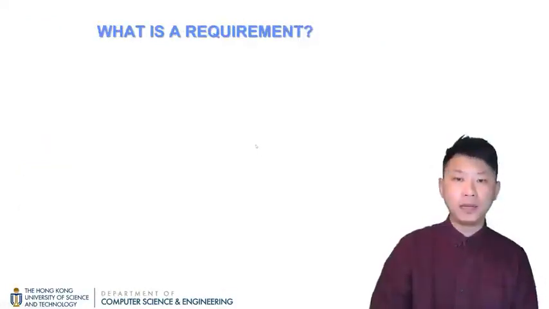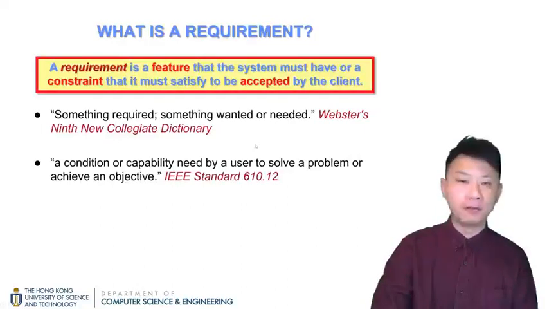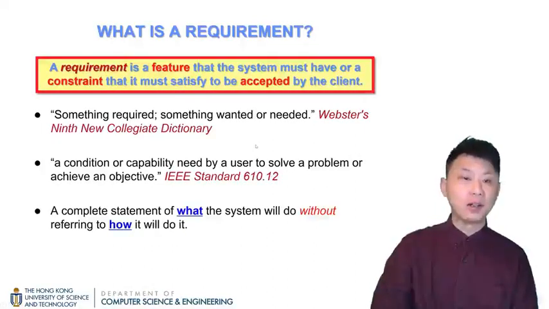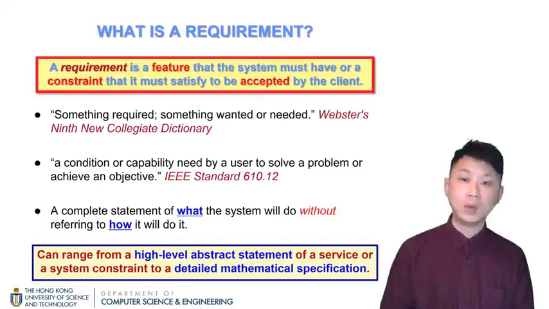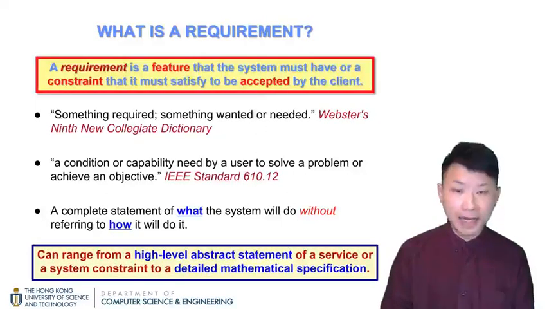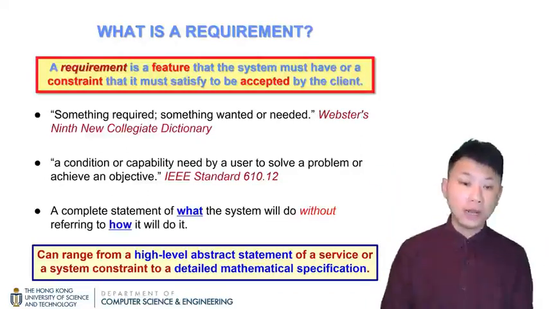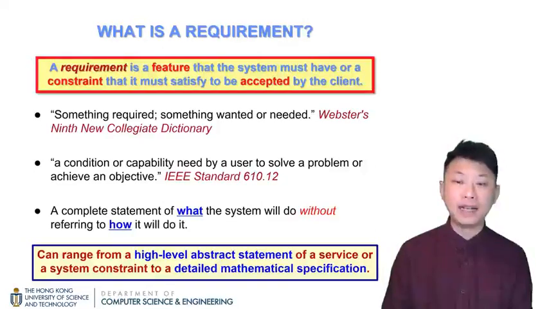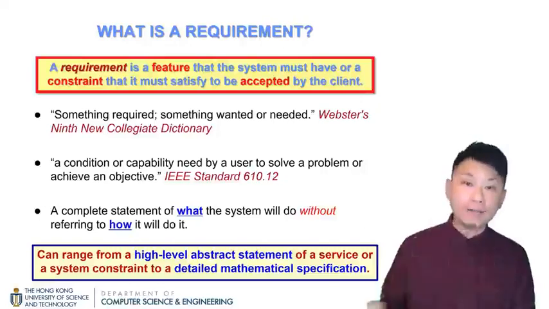So what is a requirement? If you go to the internet, you may find different definitions from different dictionaries or from Wikipedia. In this course, we define a requirement as a feature that the system must have or a constraint that you have to satisfy in order for your software system to be accepted by your client. And a requirement can range from a high-level abstract statement of a service, for example, a prompt statement, or a system constraint, to a detailed mathematical specification in terms of, for example, a formula or a diagram.